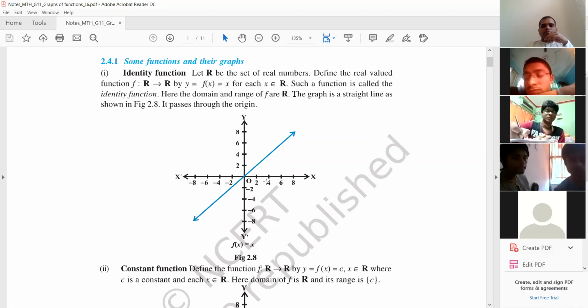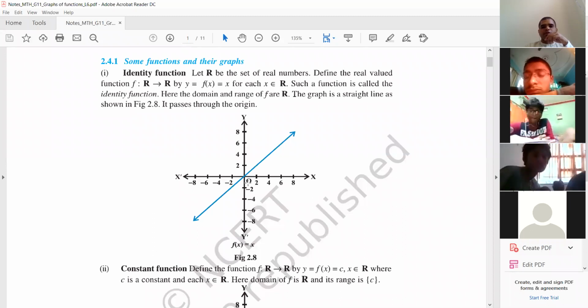So this is called the identity function, f(x) is equal to x. So if at x is equal to 4, the value of the function will be 4. So you mark a point here, 4. At x is equal to 6, the value of the function will be 6. So you mark a point here. And then join these 2 points, you will get this straight line.